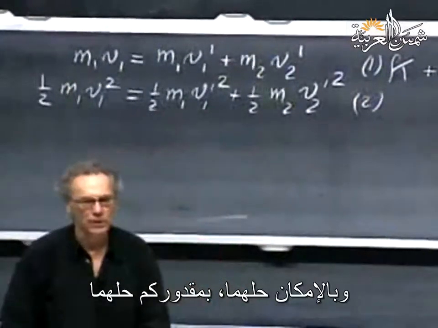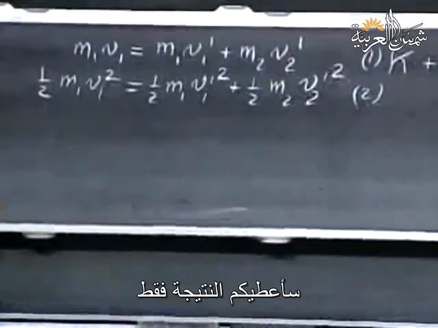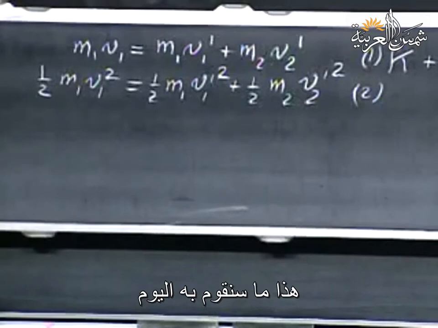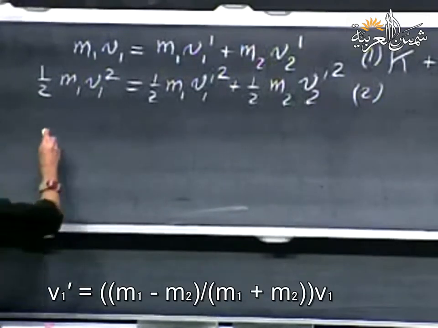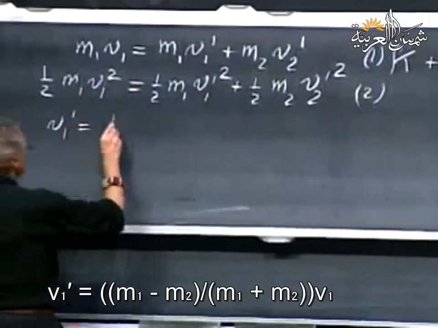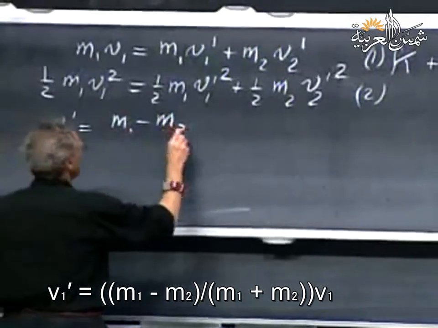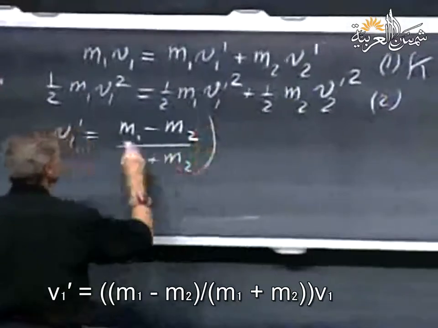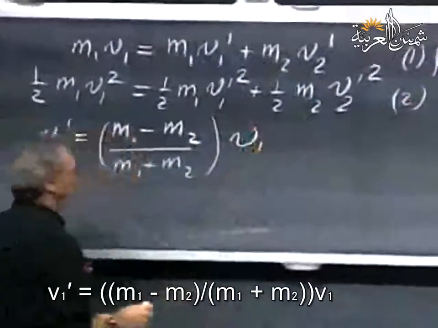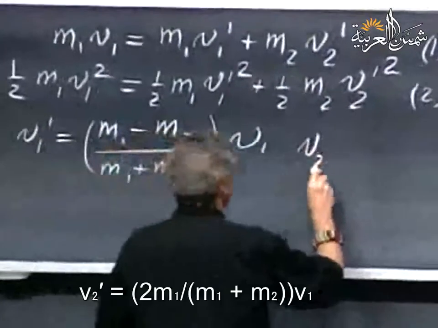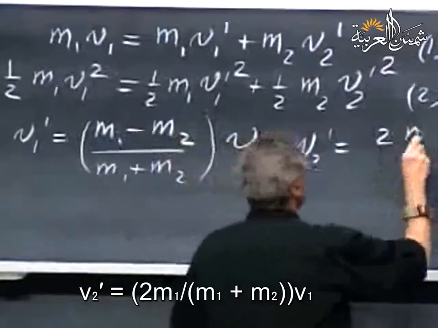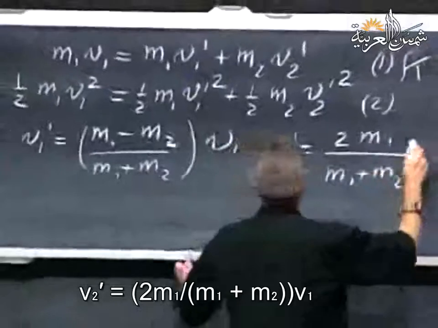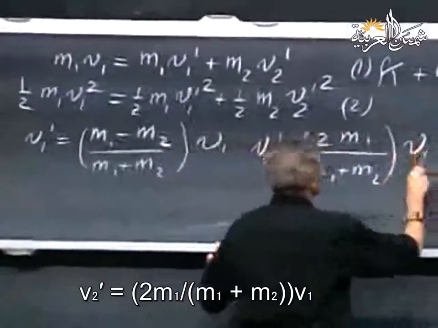You can solve them. They're solved in your book. I will simply give you the results, because the results are very interesting to play with. That's what we will be doing today. V1 prime will be M1 minus M2 divided by M1 plus M2 times V1, and V2 prime will be 2M1 divided by M1 plus M2 times V1.